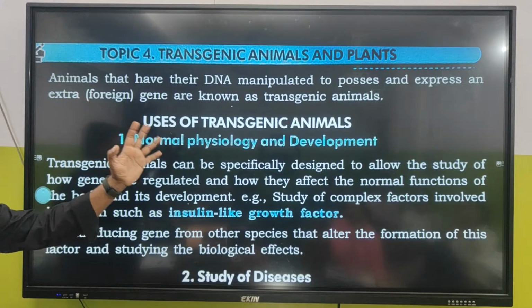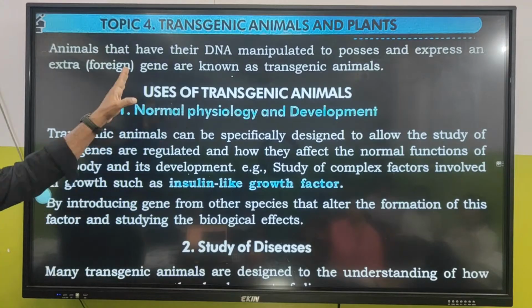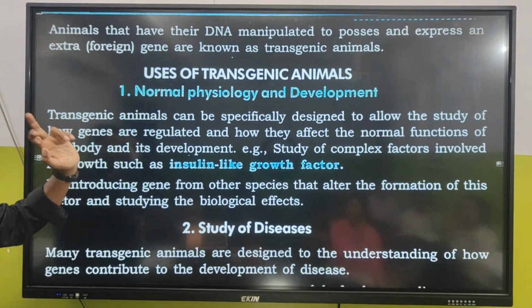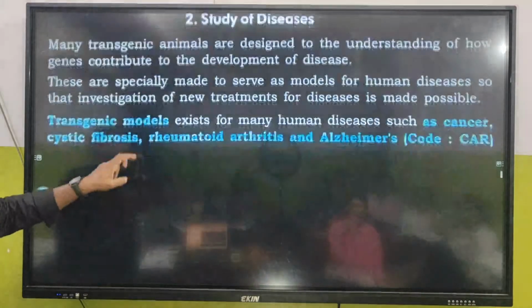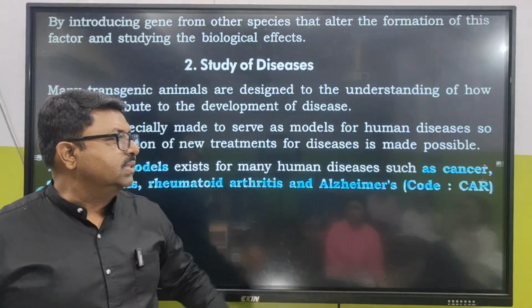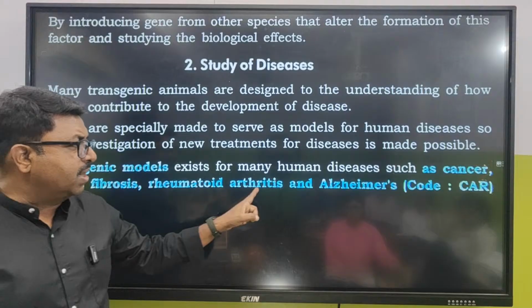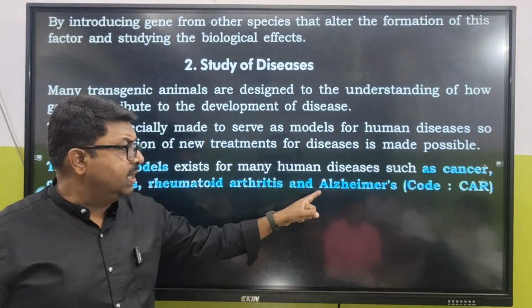Very, very important topic: transgenic animals and plants. Transgenic animals and plants. Do you know what transgenic animals are called? We are not talking about that. What we are going to talk about is that transgenic models exist for many human diseases such as cancer, cystic fibrosis, rheumatoid arthritis, which is an example of an autoimmune disease, and Alzheimer's.